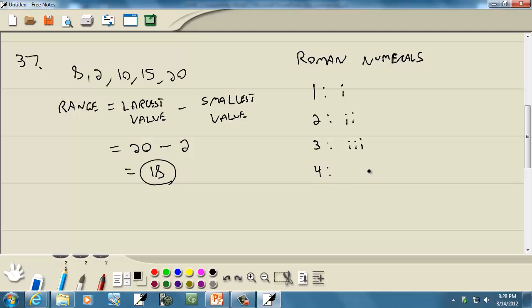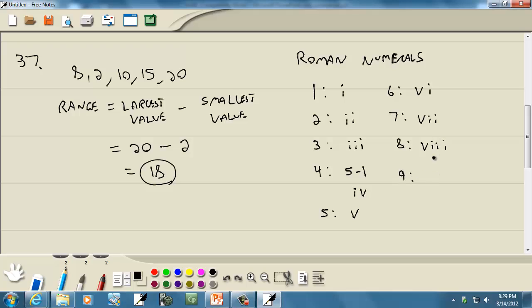Now when you get to 4, you rewrite 4 as 5 minus 1. So we're going to put an I, and then we'll put a V here. Since this is 5, if the smaller Roman numeral is to the left of that, then that means you subtract it. This would be 5 minus 1, or 4. And then 5 would be V. Now when we get to 6, that's VI. 7 is VII. 8 is VIII. Oh, 3 of them.